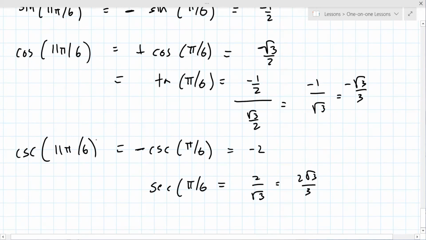All right. Cotangent, you could flip it, but you have to do it again. It does reduce to just negative root 3. Negative root 3? Oh, okay.